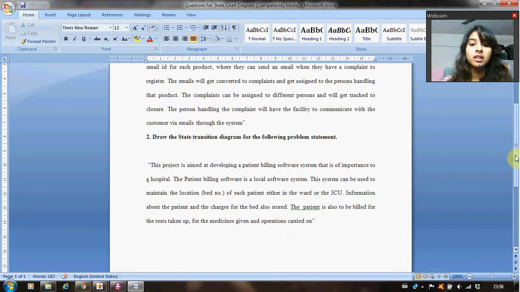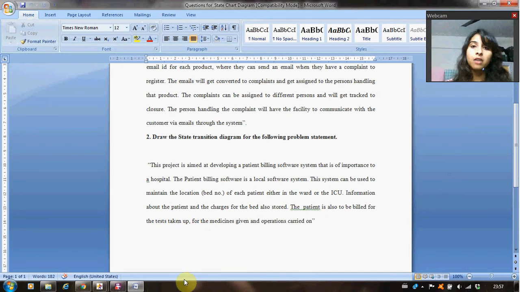This project is aimed at developing a patient billing software system that is of importance to a hospital. The patient billing software is a local software system. This system can be used to maintain the location, that is bed number, of each patient either in the ward or the ICU. Information about the patient and the charges for the bed is also stored. The patient is also to be billed for the tests taken up, the medicines given, and operations carried out.